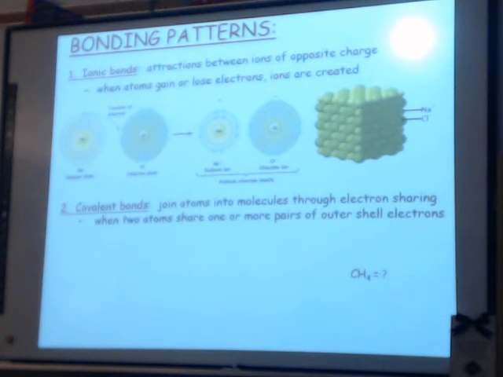Covalent bonds are what we see the most often, right? That's when atoms join together through electron sharing. Two atoms share one or more pairs in the outer shell of the electron. Is this all coming back to y'all?